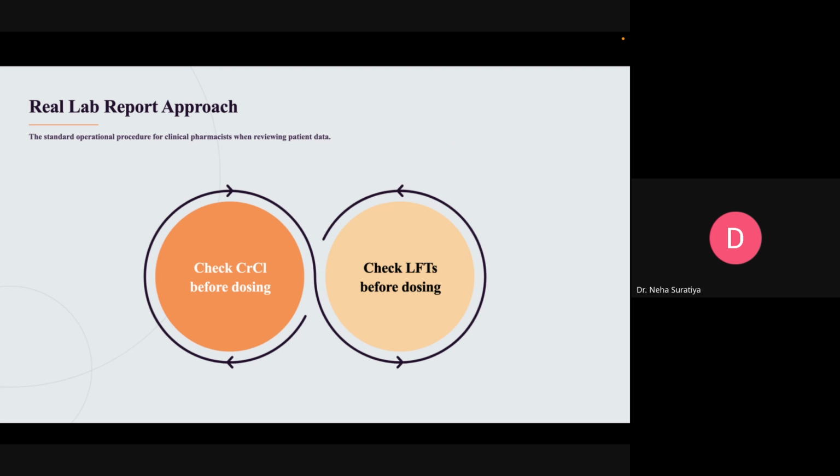Okay, so here we have the real lab report approach. This slide reflects the actual ward workflow, guys. Step one is always to check creatinine clearance before dosing or adjusting a renally cleared drug. And always check liver function tests, which include all the Child-Pugh factors. Check LFTs and Child-Pugh before dosing a hepatically cleared drug. Okay, these are very important steps to consider.